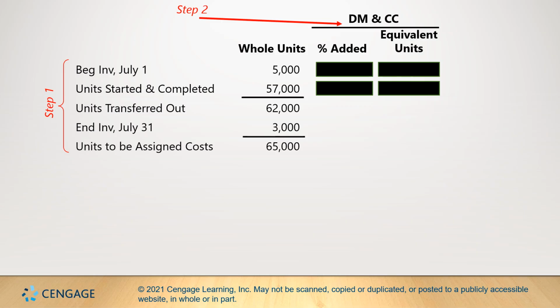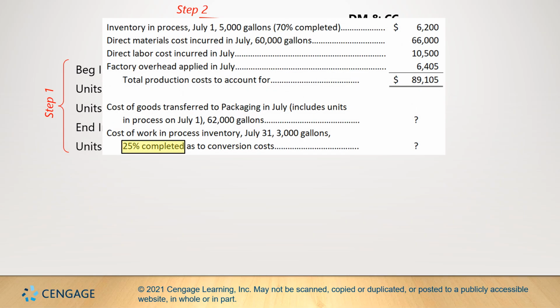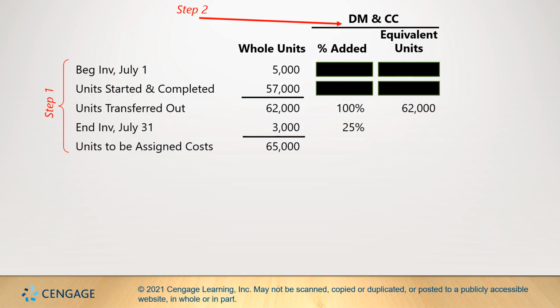Consequently, we start our calculation with units transferred out, which are 100% complete. Their equivalent units, 62,000 gallons. Ending inventory is 25% complete, so that is the percentage of costs added in the current month for those items. Their equivalent units, 750 gallons. The total equivalent units to be assigned costs sums to 62,750 gallons.